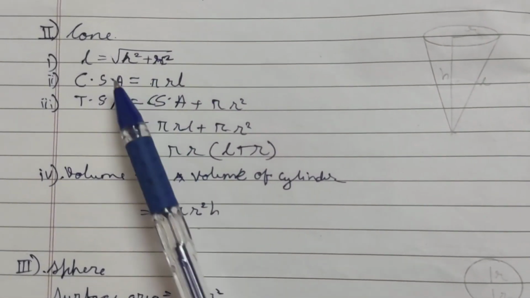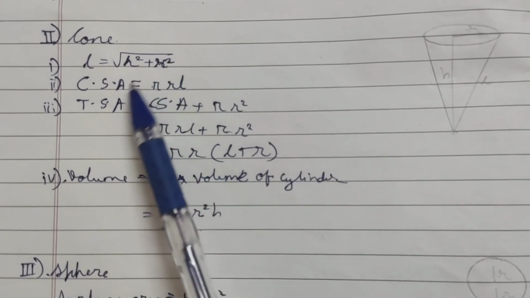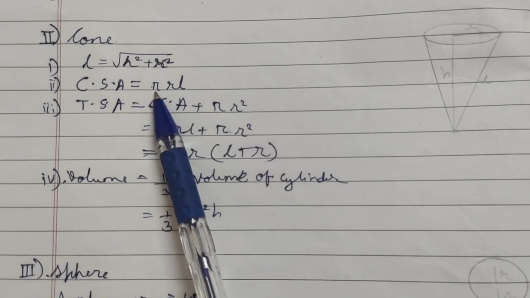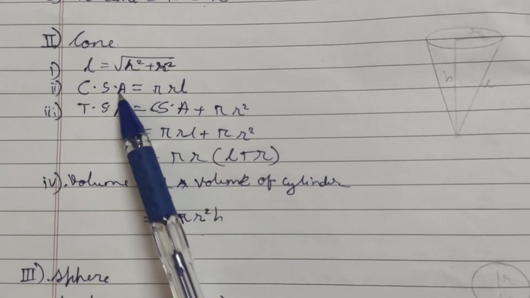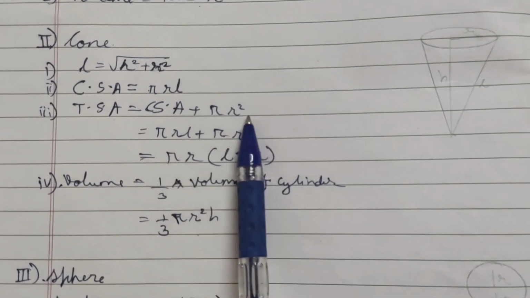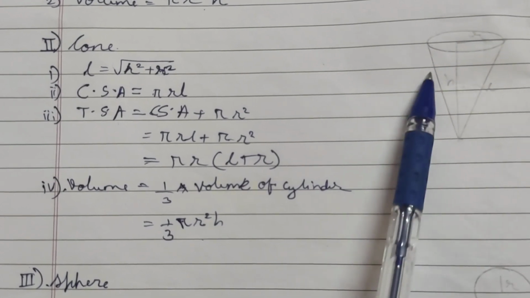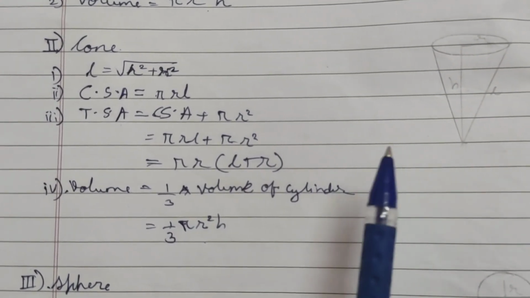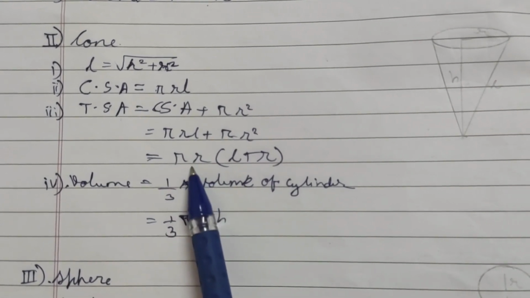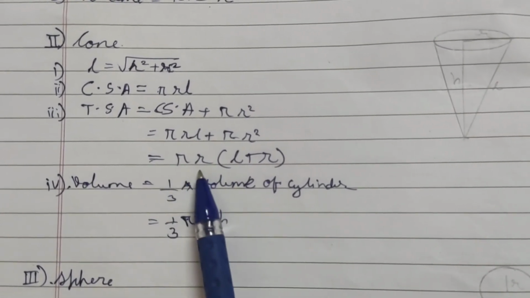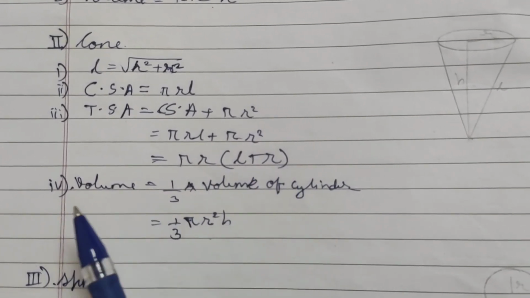Next is cone. L is equal to root of H square plus R square. Then curved surface area is equal to pi R L. Total surface area is equal to curved surface area plus pi R square. That is area of the circle. This is the radius and this is the height. Pi R L plus pi R square is equal to, take pi R common. So it is equal to pi R into bracket L plus R.